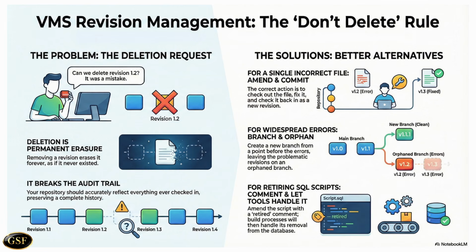If the problem concerns a large number of files, where someone has made a complete mess of the files, you're much safer creating a branch or fork of the repository at a point before the problem and continuing development from that point onwards, leaving the problem file's revisions as an orphaned branch.